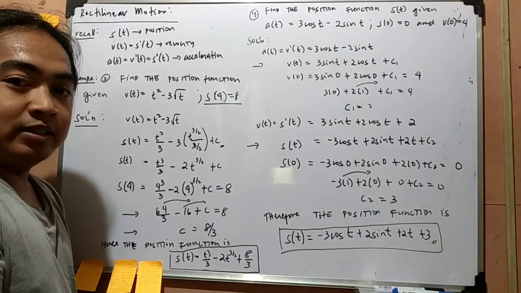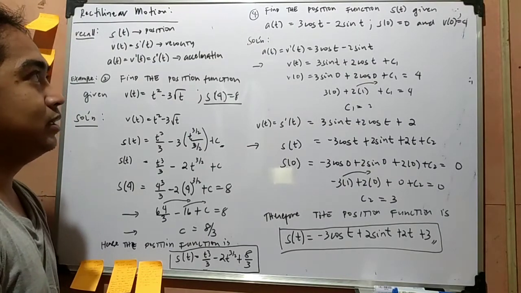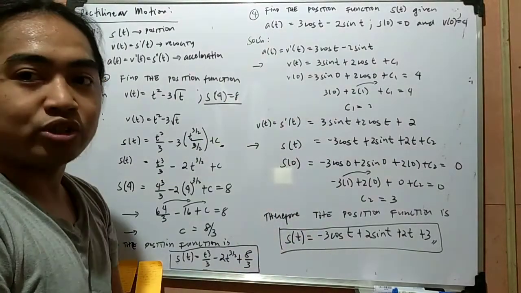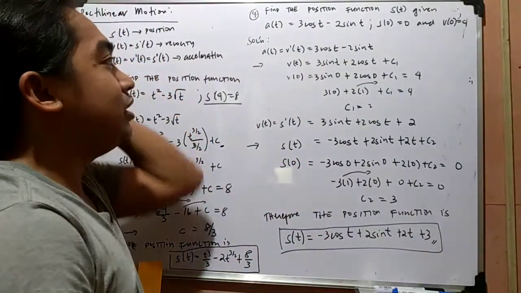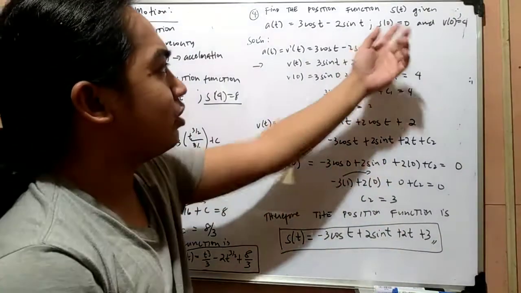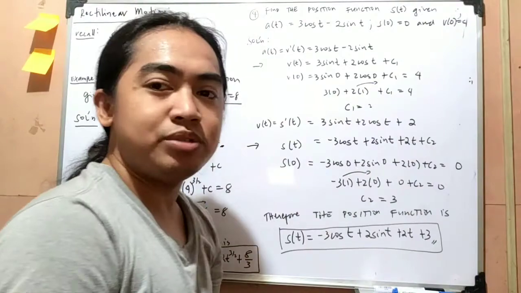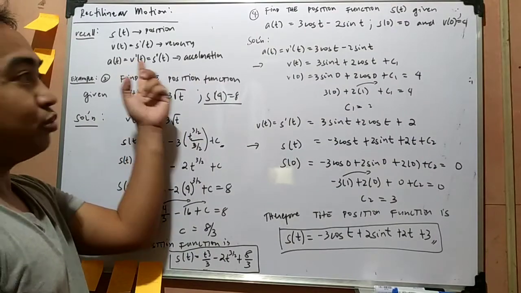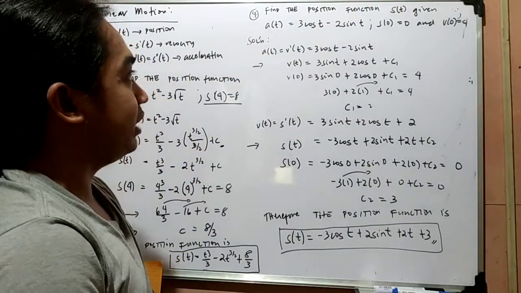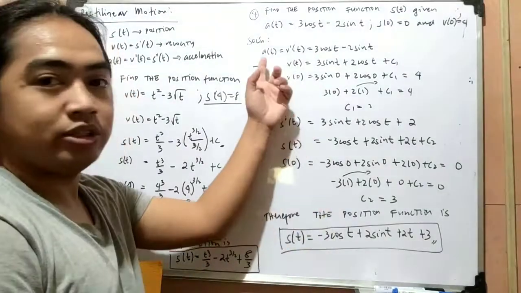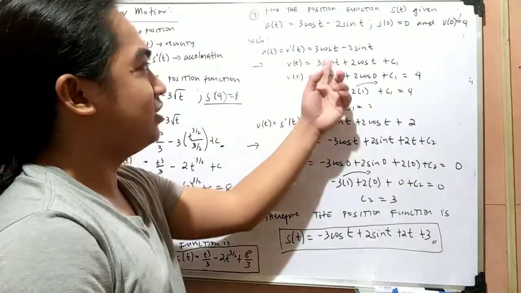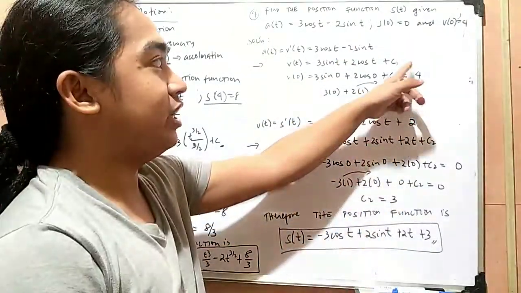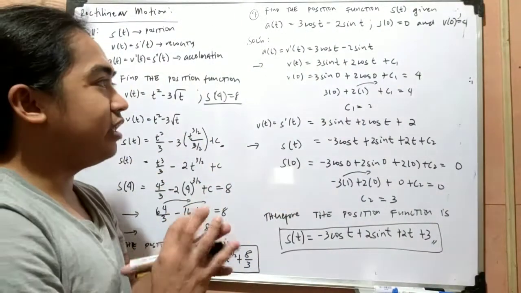Okay? Yan. And next, we find the position function s of t given that the acceleration function is 3 cosine of t minus 2 sine t subject to s of 0 equals 0 and the initial velocity v of 0 is 4. Again, a of t is v prime. So we can take the antiderivative of a of t so that we will get the velocity function. So, antiderivative ng cosine, sine lang yun, no? Antiderivative ng negative sine is cosine. Plus c1. Again, c1 and c2 kasi twice tayo mag-antiderivative.